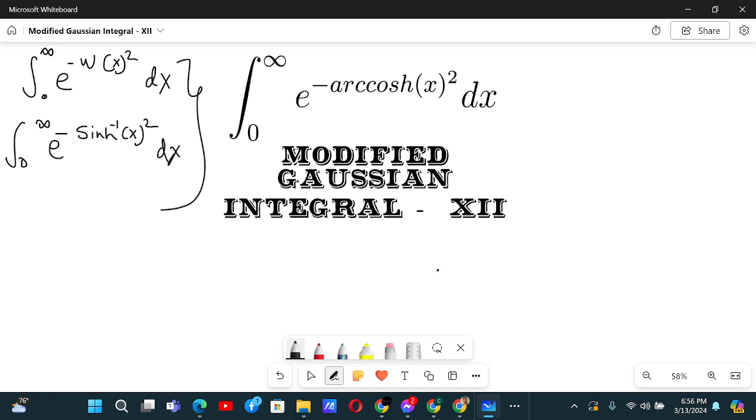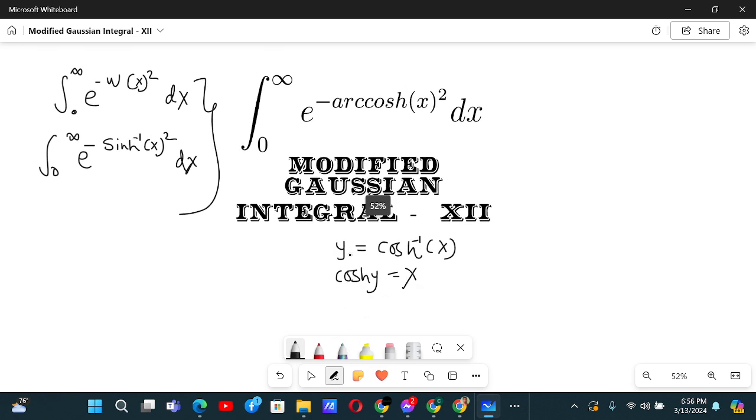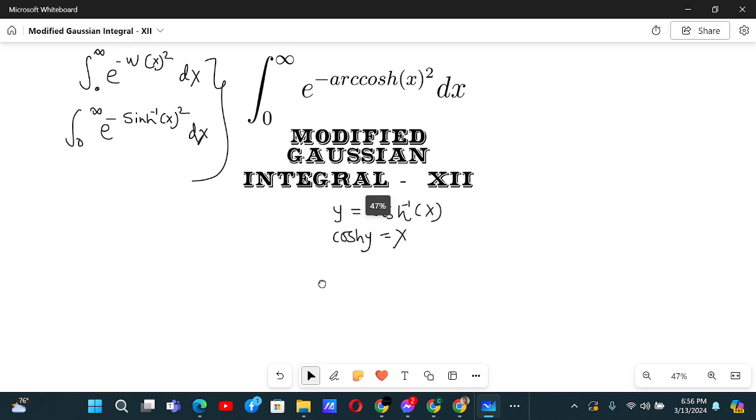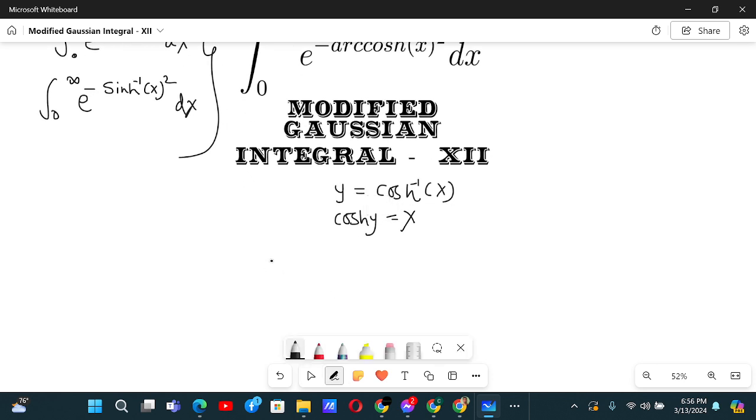How do we solve this? Of course, the way to begin is to let the substitution y equals cosh inverse x. With that substitution, we get cosh y equals x. Now let's just deal with the indefinite integral first, and later on we'll deal with the definite integral. So this will be the integral of e to the power minus y squared, and then dx equals sinh y dy.